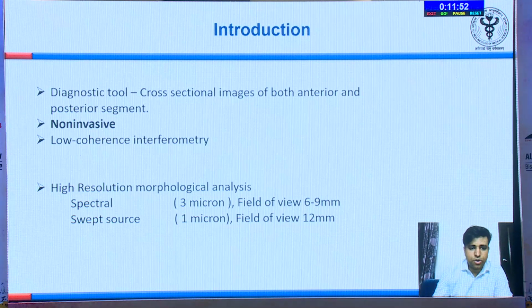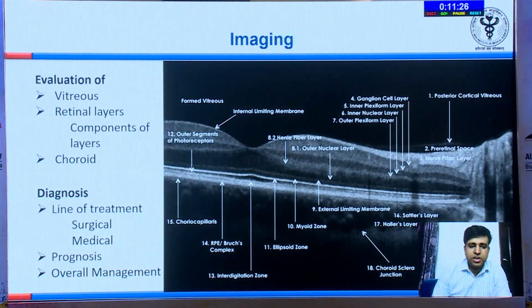OCT is a very important diagnostic tool and can give us cross-sectional images of both anterior and posterior segment. It is non-invasive and based on the principle of low coherence interferometry, it can give us very high resolution images. Spectral domain OCT can have a resolution of up to 3 microns and a field of view of about 6 to 9 millimeter. Swept source OCT can have a resolution of up to 1 micron and a field of view up to 12 millimeters. OCT can help us in evaluation of vitreous, various retinal layers and choroid.